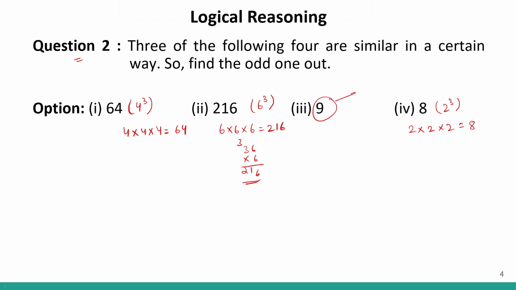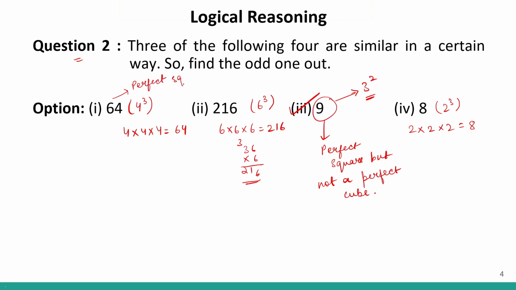Only 9 is a number which is equal to 3 square. So it is a perfect square but not a perfect cube. Therefore, option number 3 will be the correct answer. Rest everything is a perfect cube. 64 is a perfect square and a perfect cube, 216 is a perfect cube, and 8 is also a perfect cube. Okay.